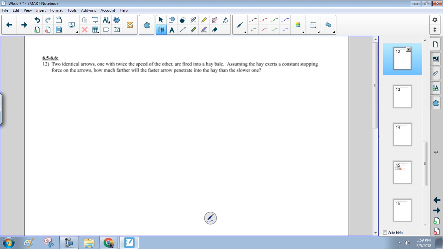All right, 12 says 2 identical arrows, one with twice the speed of the other, are fired into a hay bale. Assuming the hay exerts a constant stopping force on the arrows, how much farther will the faster arrow penetrate into the hay than the slower one? So, here is a hay bale.